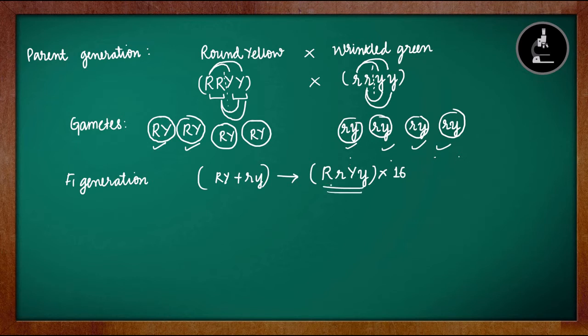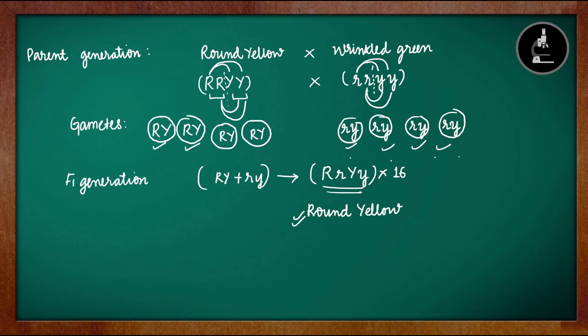If we write the phenotype, we know that capital R is dominant over small r. So we have to write round because capital R is round. Next, capital Y is dominant over small y. So we will be writing yellow because capital Y is yellow. So round yellow will be the character which will be seen in the F1 generation. So this is about the F1 generation.